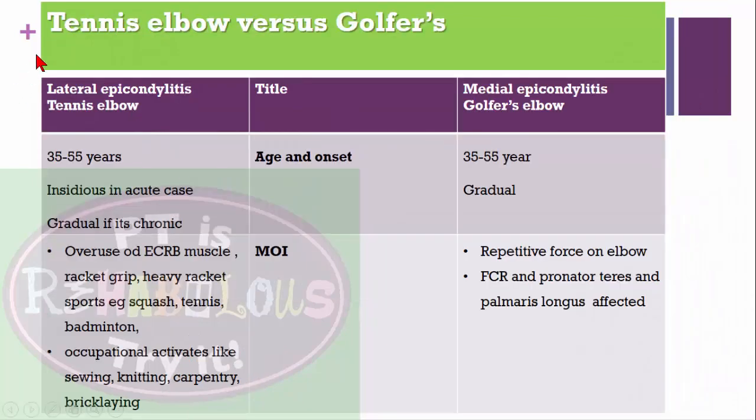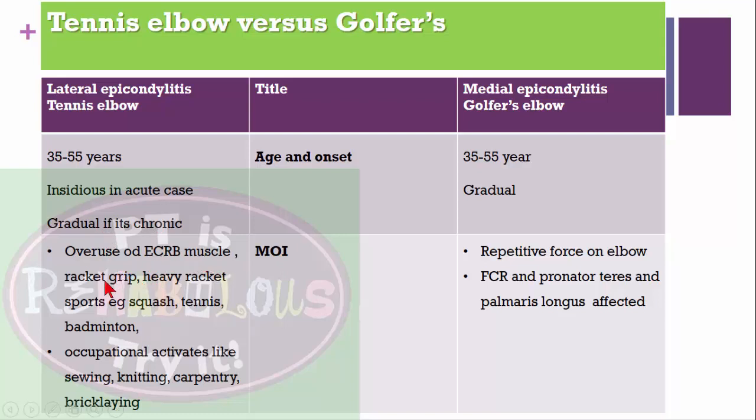Let's learn differential diagnosis of tennis elbow versus golfer's elbow. On the basis of age, we are first going to learn lateral epicondylitis, that is also known as tennis elbow. Age is 35 to 55 years. If it is an acute case, there is insidious onset. If it is chronic, then gradual onset. Mechanism of injury: overuse of extensor carpi radialis brevis muscle, racket grip.